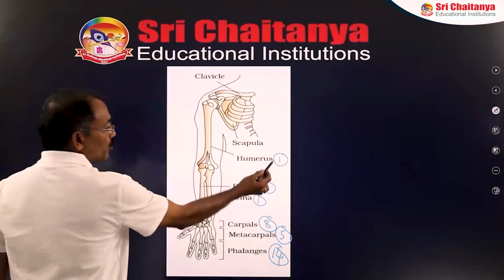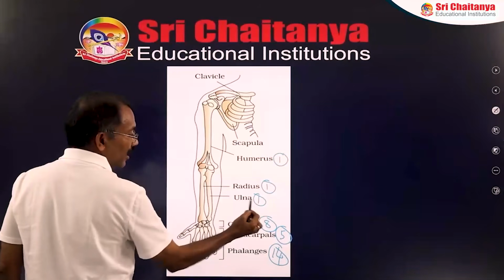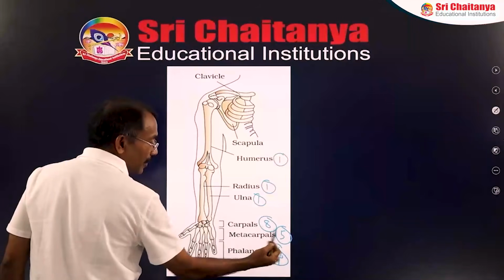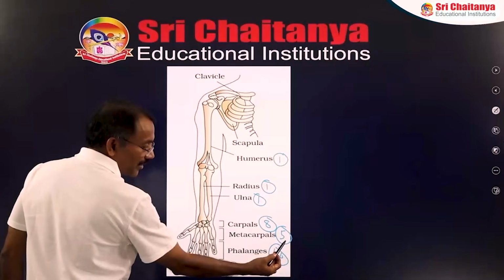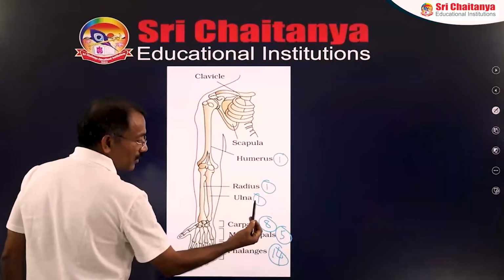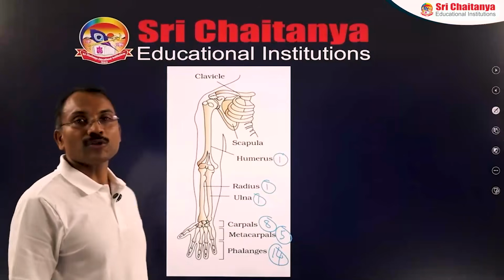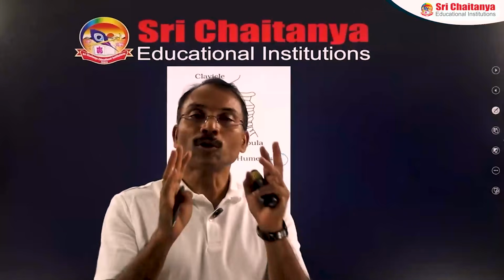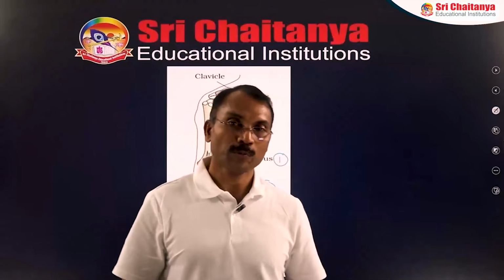So the total number of bones in the forelimb: humerus 1, radius 1, ulna 1, carpals 8, metacarpals 5, phalanges 14. That makes 30 bones in each forelimb. So the total number of bones in both forelimbs is 60 bones.